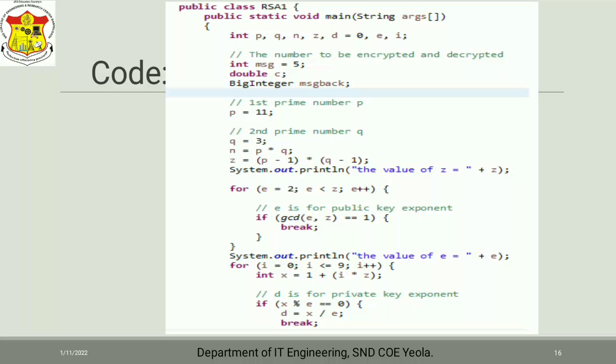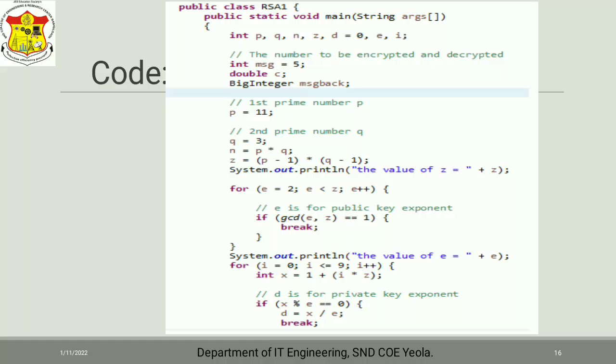So that was about the flowchart. Now the program. Initialize the variables. Firstly, integer p, q, and z. Initialize message m, that is the number to be encrypted and decrypted. In next line, initialize first prime number, then second prime number, calculate the value of n, which is equal to p into q. After this, calculate phi of n, that is z is equal to p minus 1 into q minus 1.